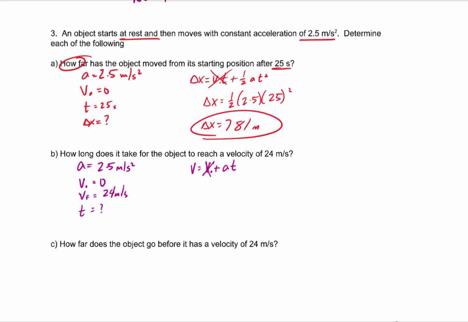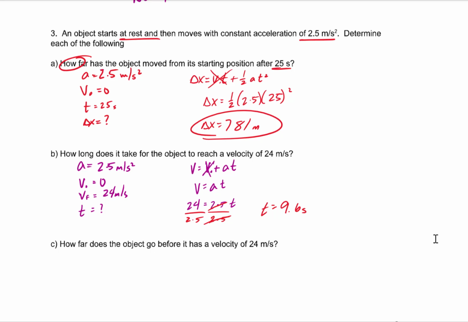Because the initial velocity is 0, that term crosses out. And so I get final velocity equals acceleration times time. So I'm going to go ahead and plug in my numbers. 24 is equal to the acceleration, 2.5 meters per second squared, times time. I'm solving for time, so I want it on top and by itself. It's already on top, so I'm going to divide by 2.5 to get time all alone. Both sides get divided by that, and it crosses out on the right. And so that time comes out to be 24 divided by 2.5, or 9.6 seconds.